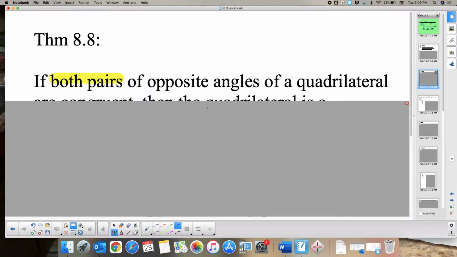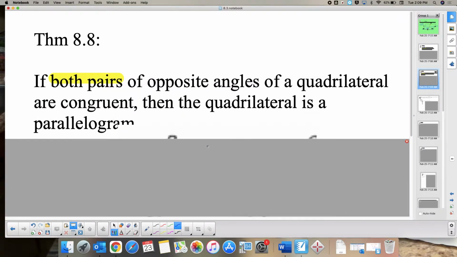Second way we can talk about it, we can talk about those opposite angles as well. If, once again, both pairs of opposite angles are congruent, then your quadrilateral is a parallelogram. Now, if you need more time for a definition, please just pause the video to finish copying it down.